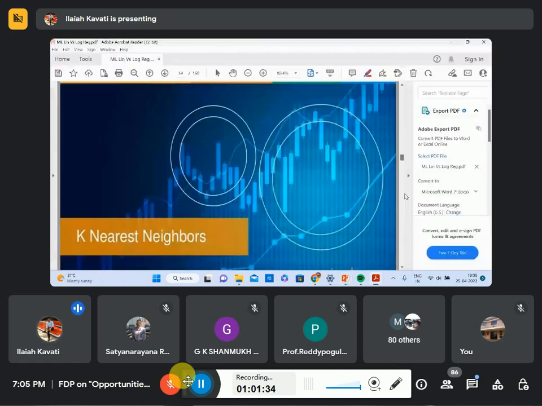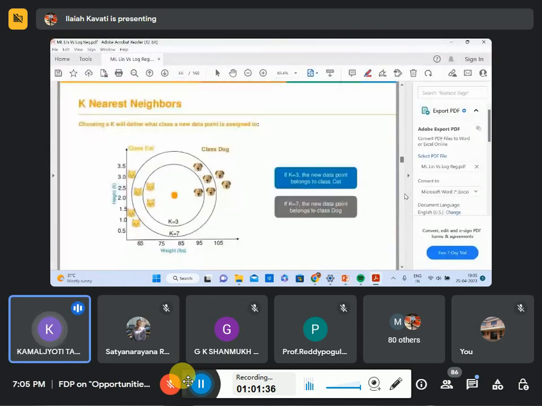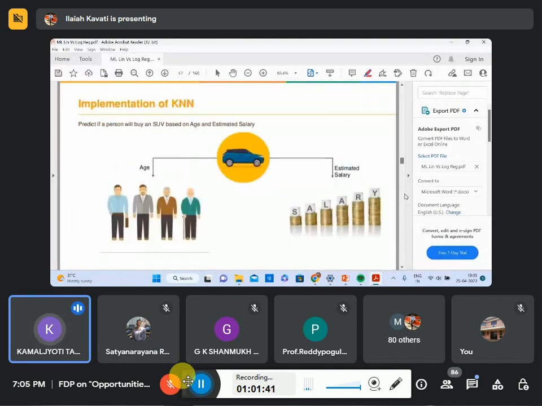Yes, sir. So in classification, we used to check with the quality, and in logistic regression, we usually check the value of the variable and quality. Sorry, sir. Can you repeat, please?